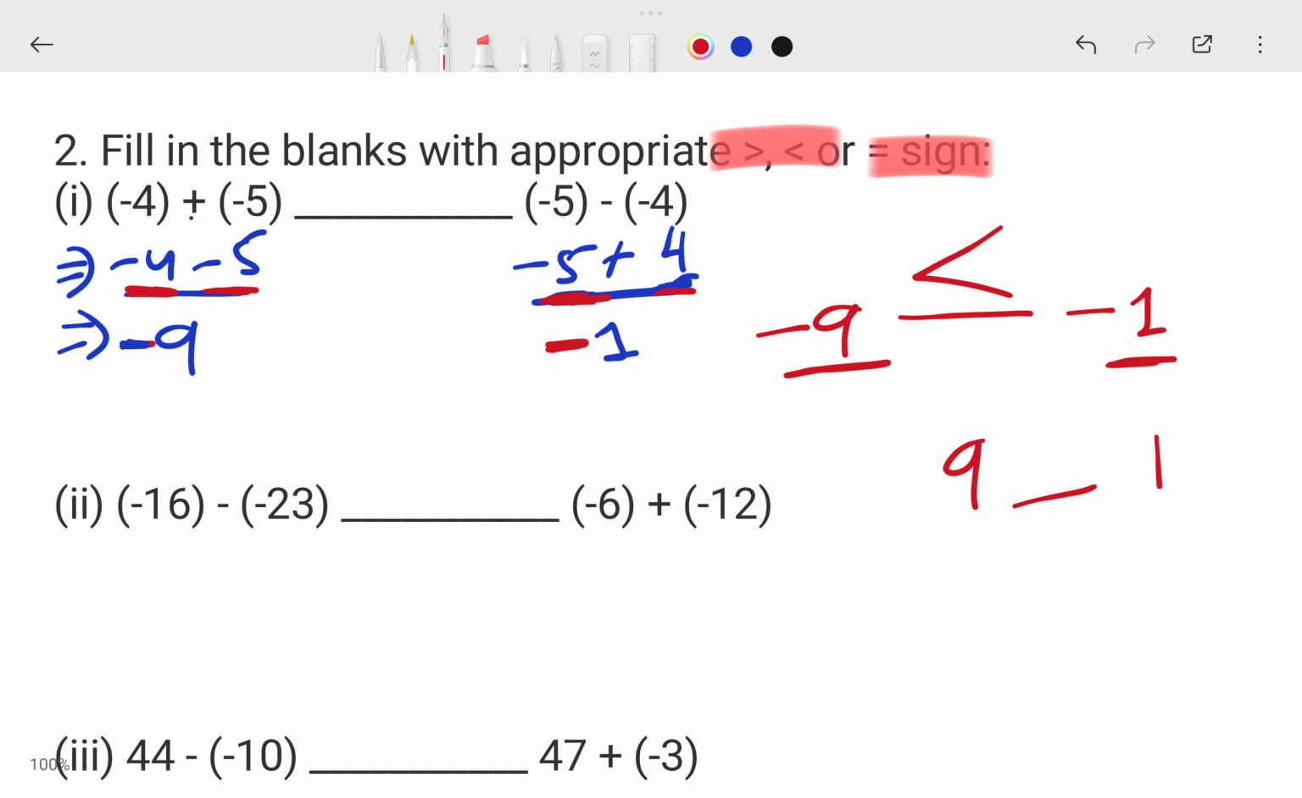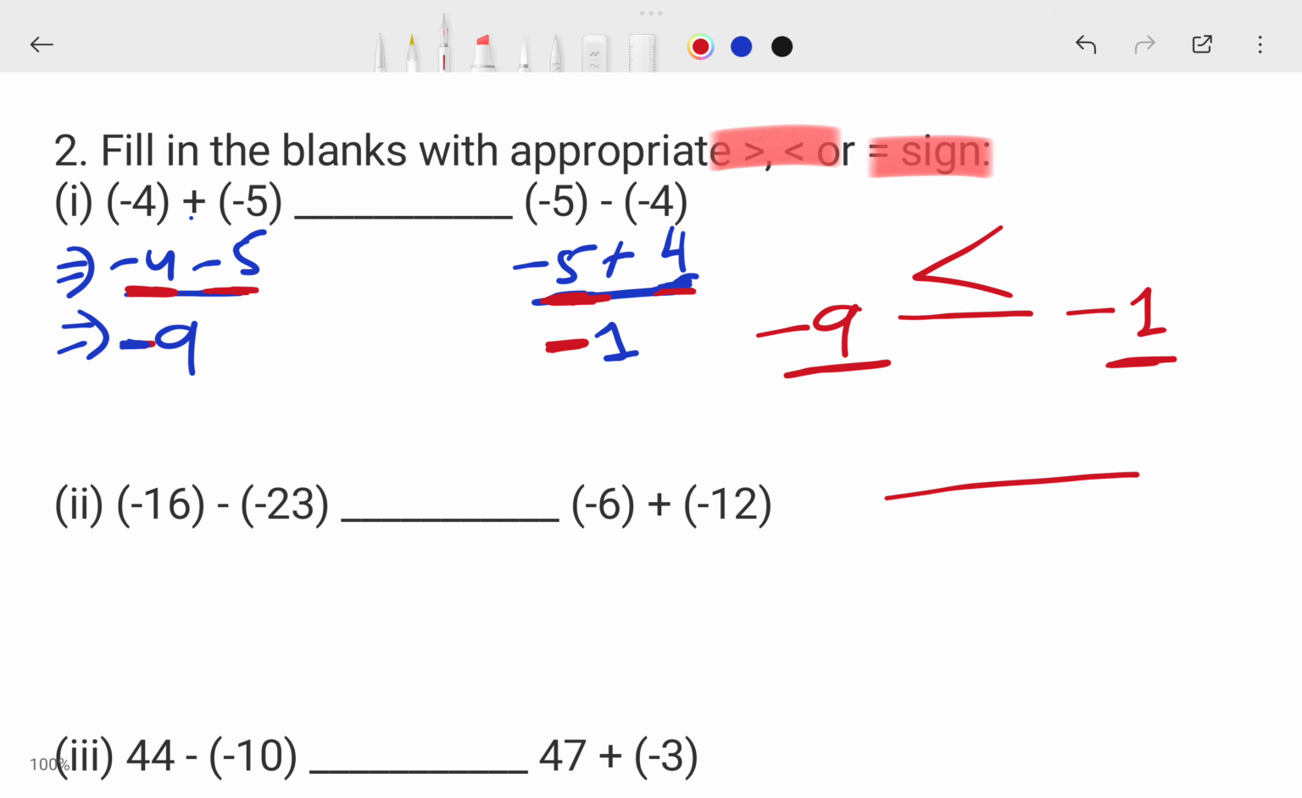In this case, which is greater? 9 is greater. But when we put a negative sign here, it is wrong. So 9 is not greater when you put a negative in this one. When you put negatives, then the number which looks bigger is actually smaller.